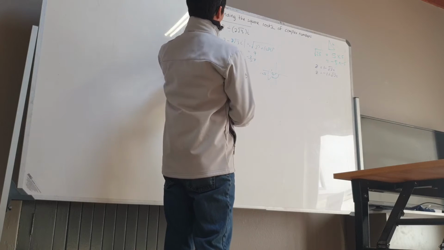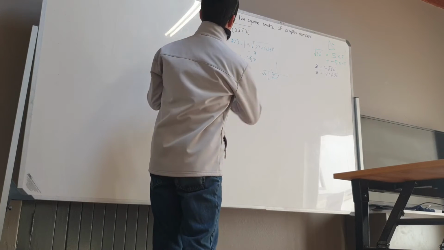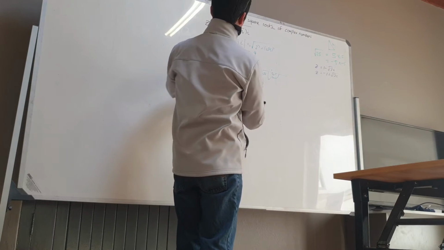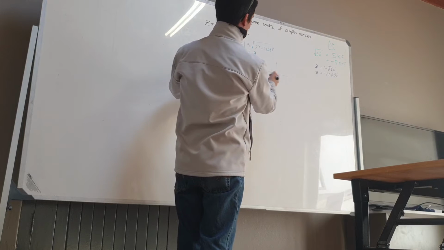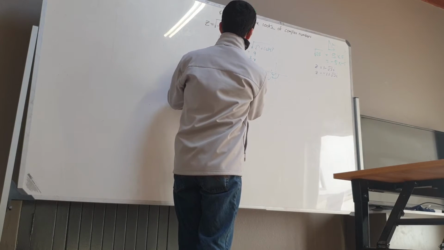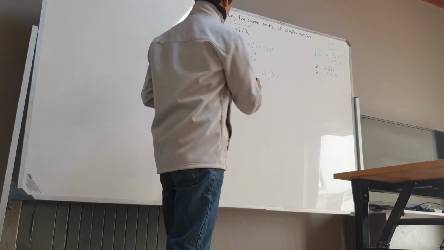Okay, so if I want to change this back into exponential form, I'm now looking to find z, the square root, but it's now in mod arg. We're going to change it to exponential. So we put the modulus, and then it's e to the minus 2 over 3 pi i.